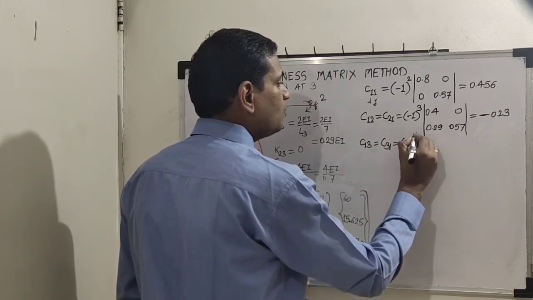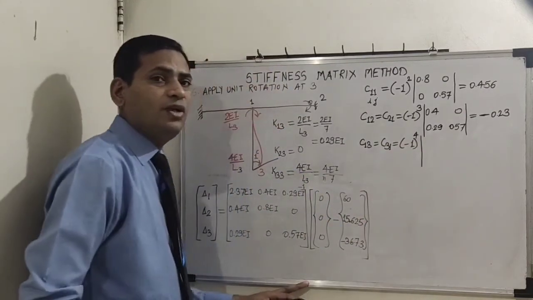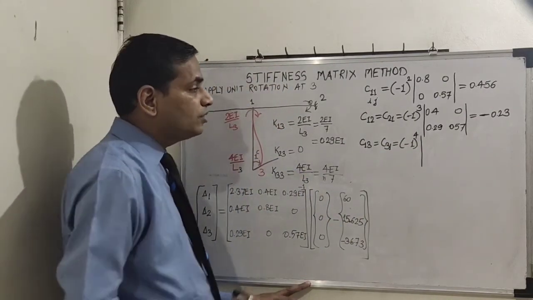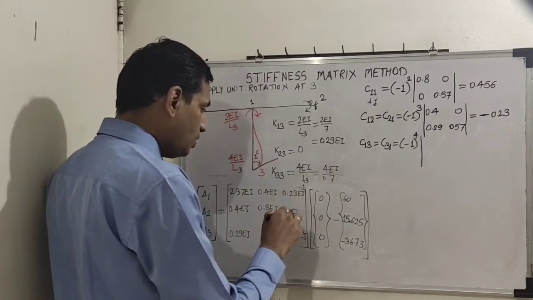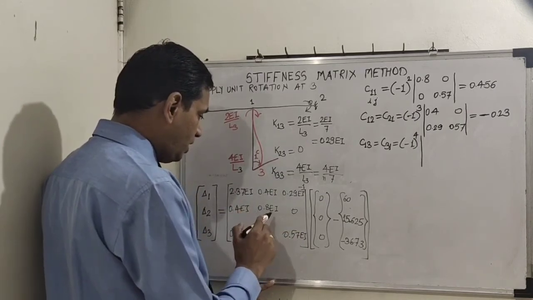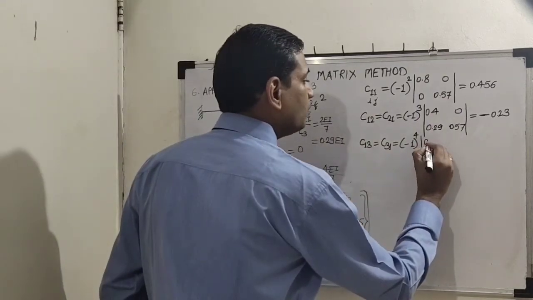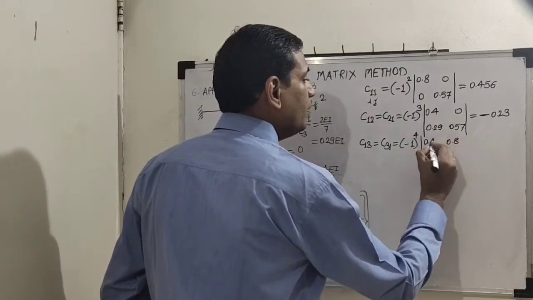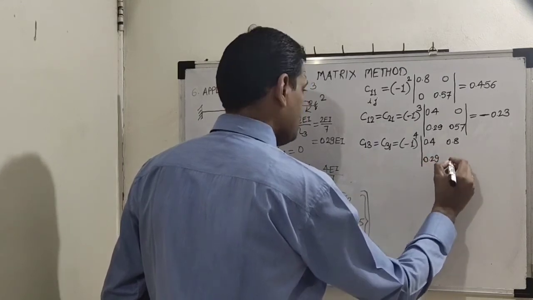So minus 1 raised to 4. Why? 1 plus 3. I plus J is 1 plus 3 or 3 plus 1. So first row, third column. Here is first row, third column is here. So which 4 elements? 0.4, 0.8, 0.29 and 0.